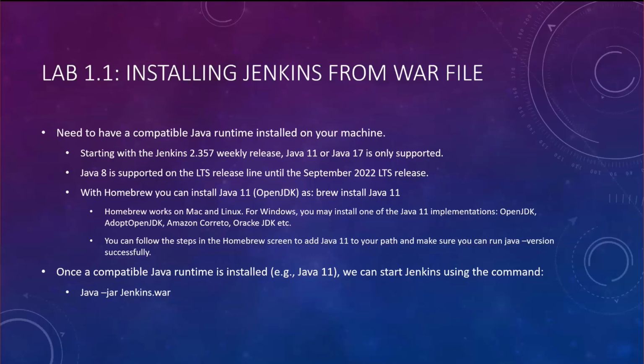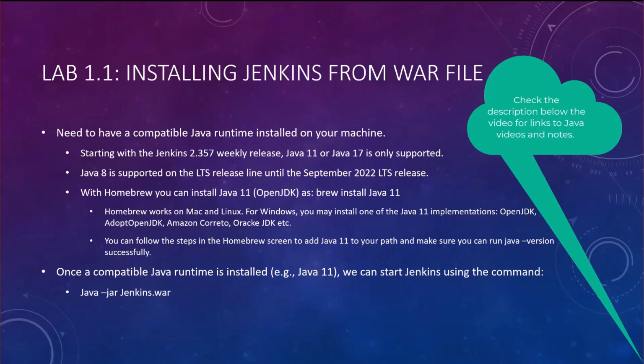And when you install through Homebrew, it installs OpenJDK. You can explore all these things. So you can follow the steps on the Homebrew screen to add Java 11 to your path and make sure you can run java -version successfully. We already have videos and notes on the Java JEE website for installing it on Windows. It's very straightforward. In Windows, it is also easier to add the Java bin folder to the path through environment variables. And once you have Java installed, you can first check java -version to see if the version is correct and if Java is installed correctly.